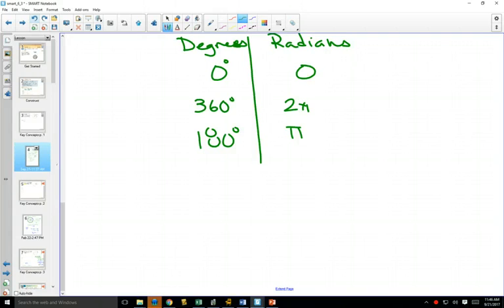I'm going to give you 90 degrees. I want you to tell me how many radians that would be. Half of pi, or pi divided by 2. Excellent. Let's see if we can do a harder one. How about 60 degrees? Pi over 3.